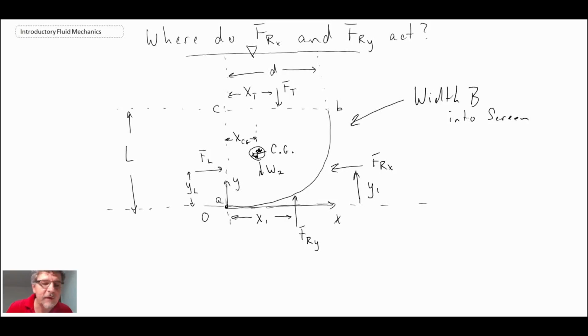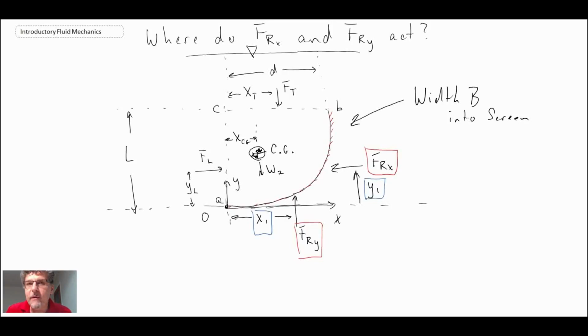Okay, so here we have a schematic of our surface that we're interested in. Remember, this is the surface here. In the last segment, we came up with an expression for Fry and Frx. However, we have not yet determined where these forces are acting. And so those are the unknowns that we have.